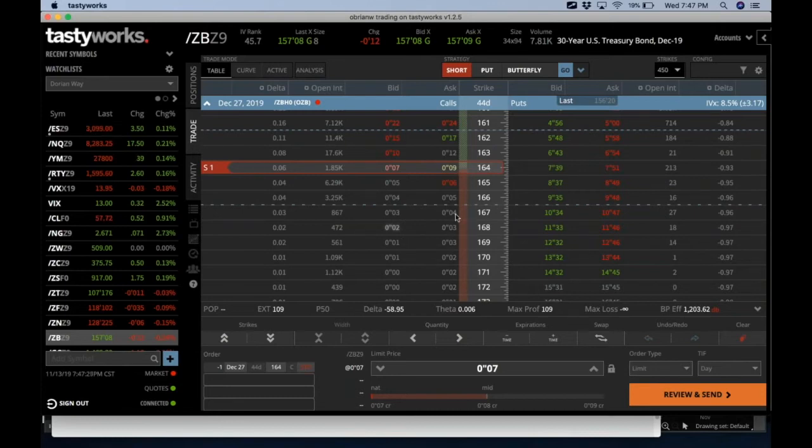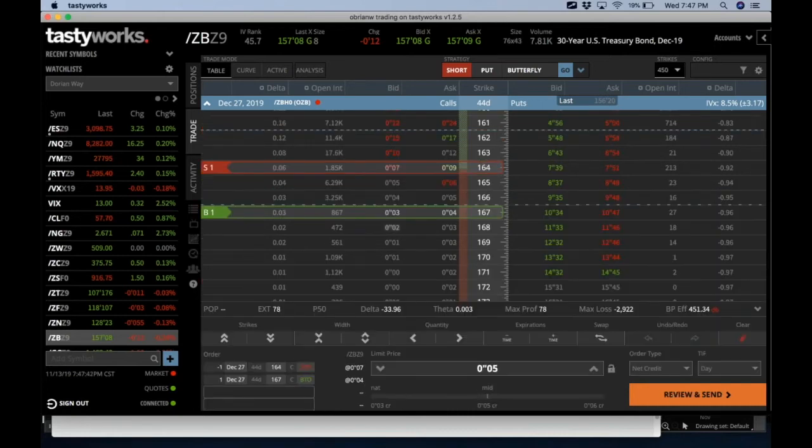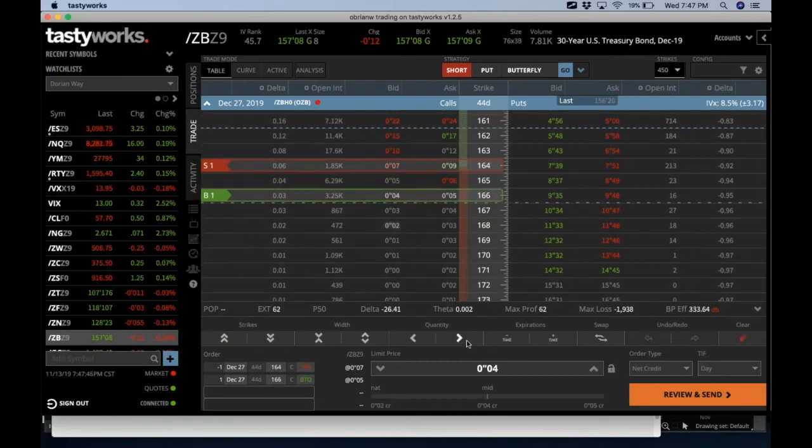So let's do a 3-point wide here, and so doing a 3-point wide is only $78, so it's not that much afterwards. Theoretical max loss is less than three grand. We hit edit here, and if we move this up again 2 points, this is actually going to be less on the call side this time. This is one of the rare times with the bonds, it's more skewed to the downside.